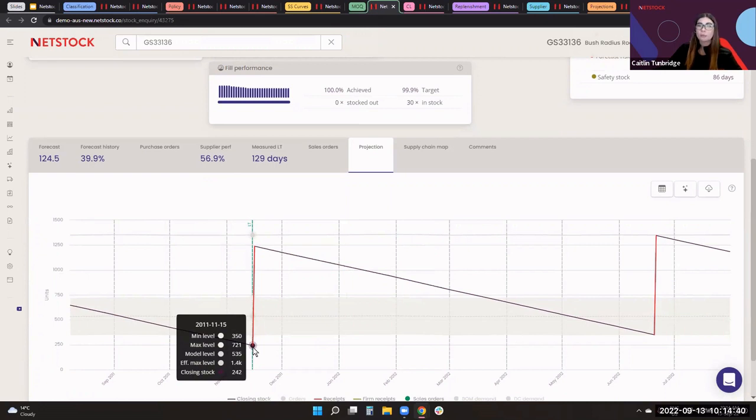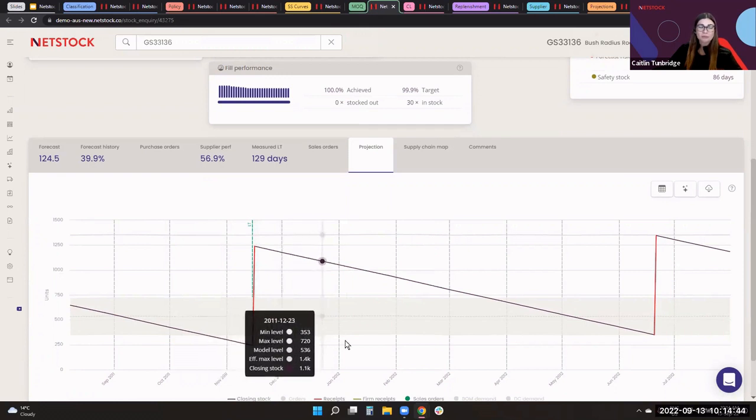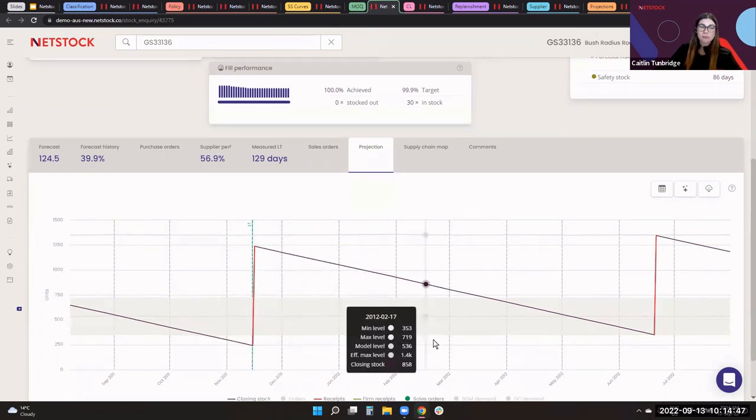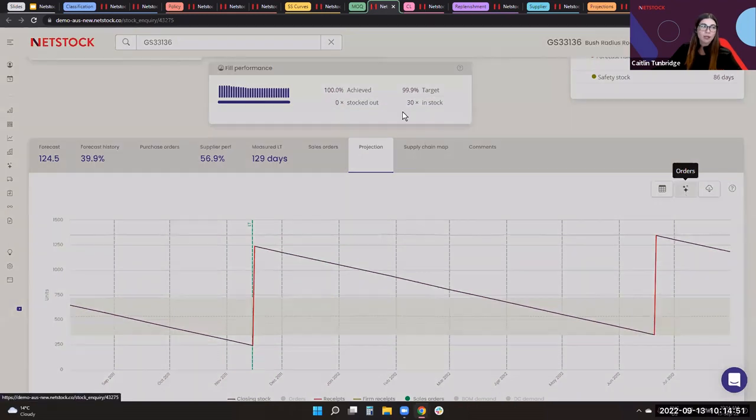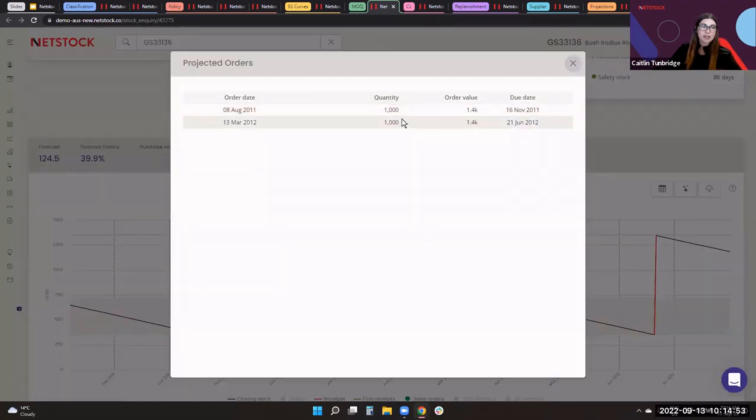So on average, we'll be holding more stock, but we can also see that we can order less frequently, and we'll be getting a better cost benefit from the vendor. And you also see how that MOQ has impacted the ordering. We've got 2 big, large orders that are satisfying us for the 245-day replenishment cycle.